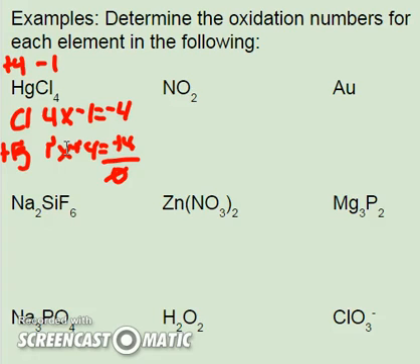I'm going to pause here and fill in the rest of my work and then come back to it so you can check your results. So I'd suggest that you pause this, see if you can come up with the oxidation numbers yourself, and then check your answers against mine.